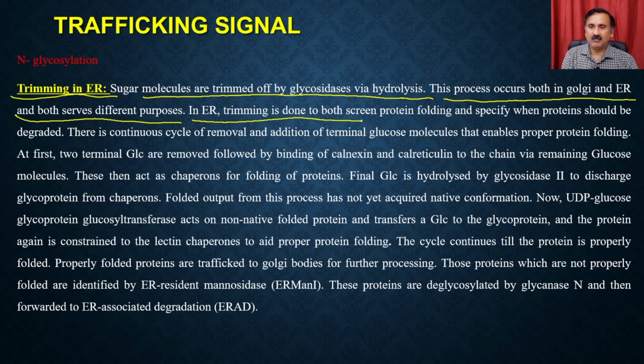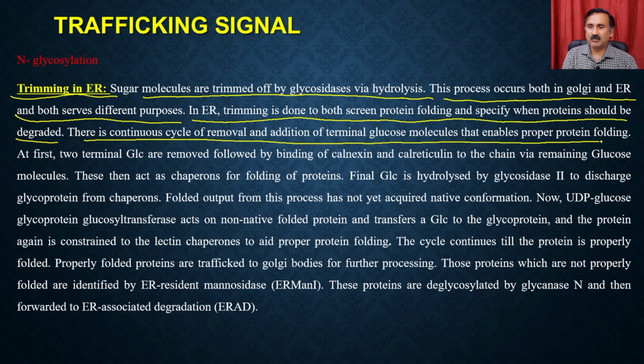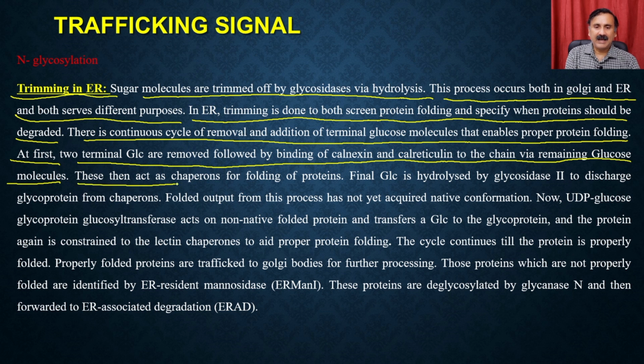In the ER, the trimming is done both to screen protein folding and to specify when a protein should be degraded. There is a continuous cycle of removal and addition of terminal glucose molecules that enables protein folding. At first, the two terminal glucoses are removed, followed by the binding of calnexin and calreticulin to the chain via the remaining glucose molecule. These then act as chaperones for the folding of the protein. The final glucose is hydrolyzed by glucosidase 2, releasing the glycoprotein from the chaperones.